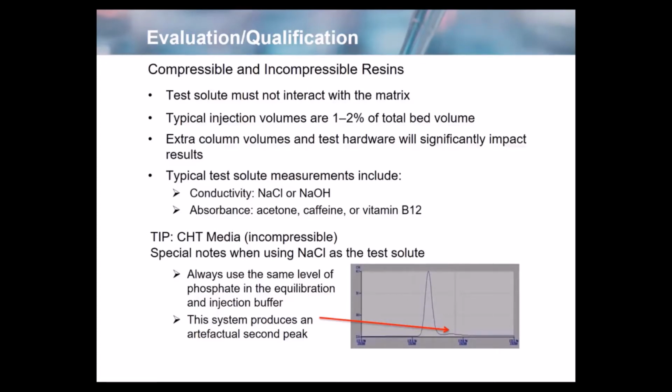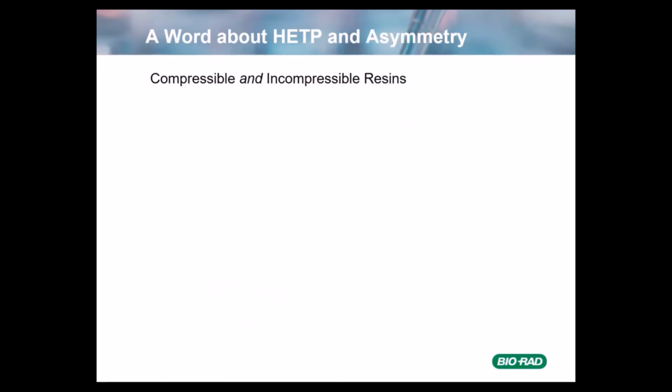If you want more information, please give us a call and we can tell you about why this is. It almost all of the time is there. It should be there. It's a normal part of using this system, so don't worry about it, and certainly do not include this in your calculations for asymmetry and HETP.